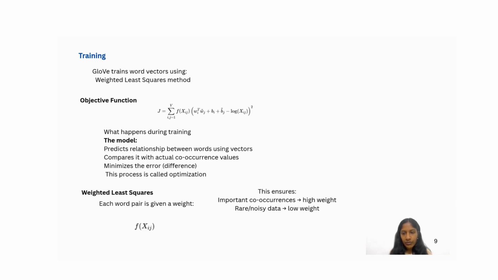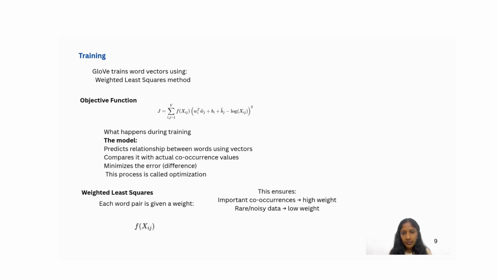Next, for each pair of words in the dataset, the model computes a prediction. This prediction is obtained by taking the dot product of their vectors along with bias terms. Then this predicted value is compared with the actual value, which is the logarithm of the co-occurrence count. The difference between the predicted and actual value gives us the error.